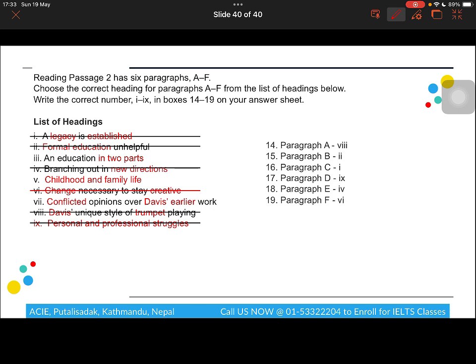Till now we have solved 5 question types, and we have discussed some of the major question types of the reading section. So this should be it for today's class, and in the upcoming class we'll be talking about the remaining 5 question types.